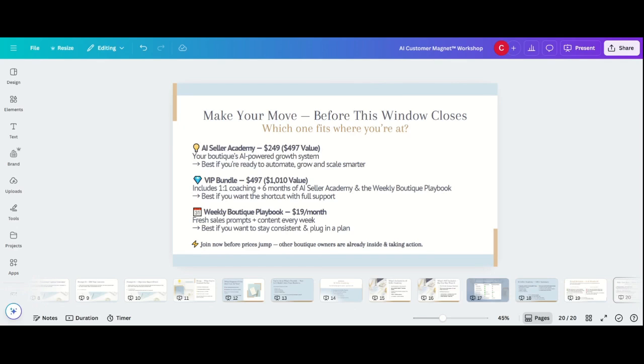Does anyone have any questions about the prompts or AI or how we're going to do things going forward that I can help with?